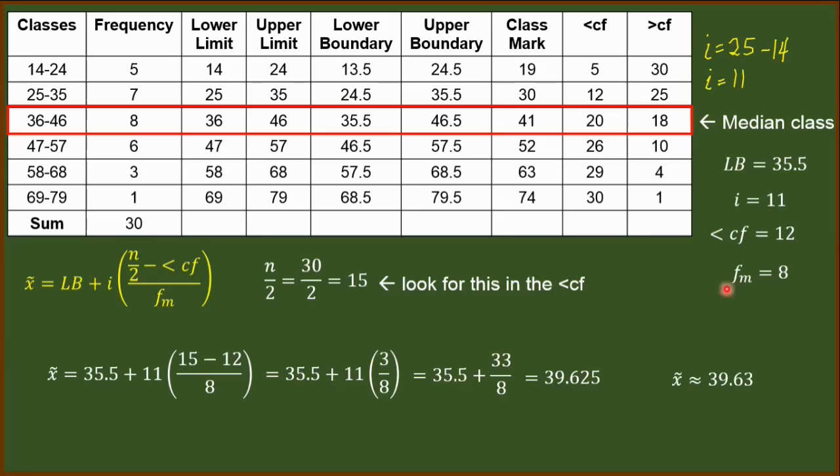Our median is 39.63. If you may notice, 39.63 belongs to the median class, since the median class contained the values from 36 to 46. Obviously, 39.63 is between here. So that's it on how we compute the median for a grouped dataset.